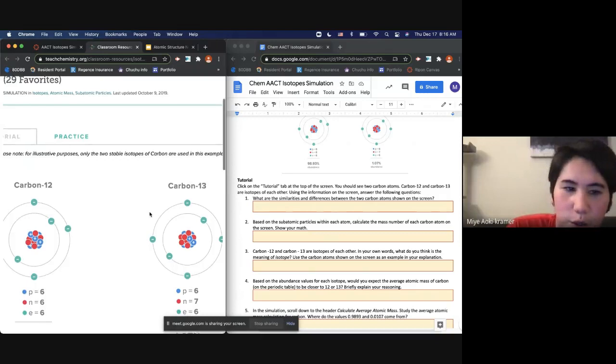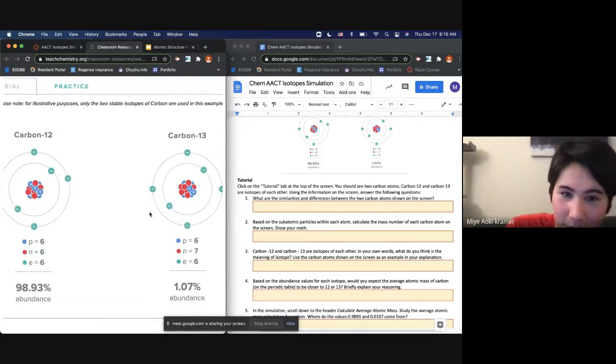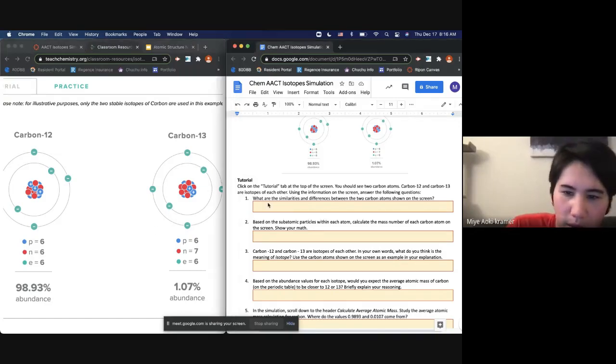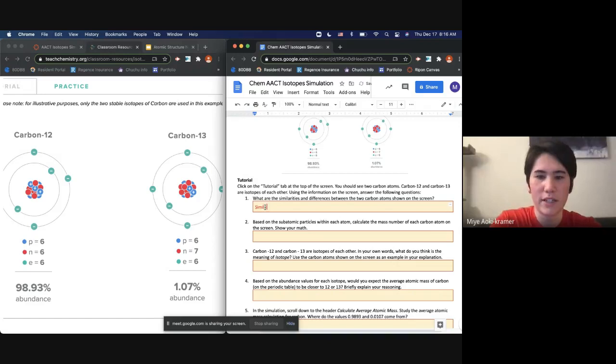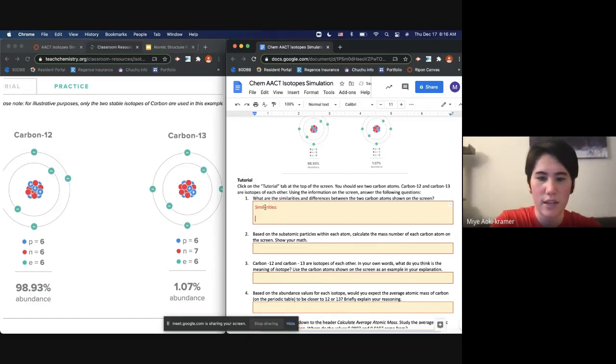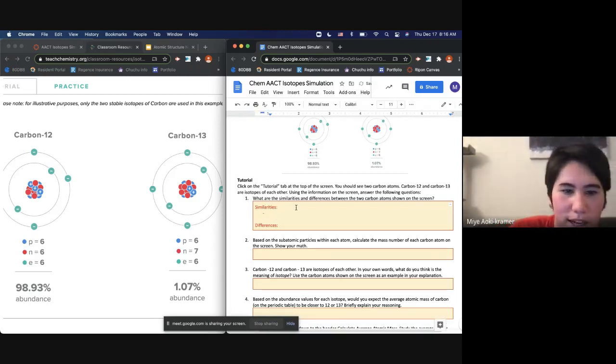Looking at these 2 carbon atoms, or isotopes of carbon, we're going to figure out what the similarities and differences are between the 2 carbon atoms here. So we'll start with similarities and differences. Why don't you start filling this out on your own and then we'll talk about it. We'll work on this for a minute and then we'll discuss and then we'll start on our next question.